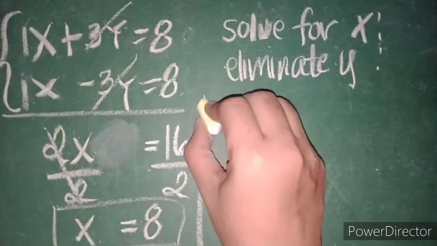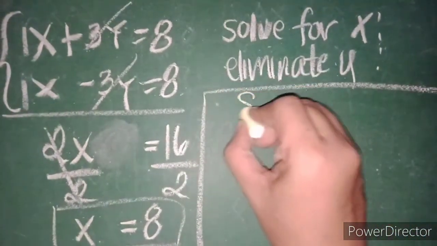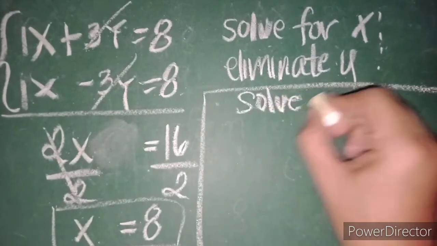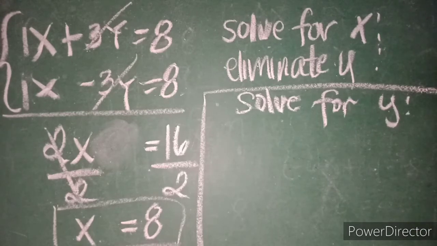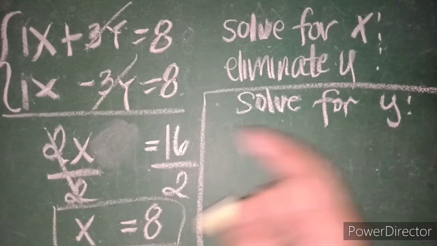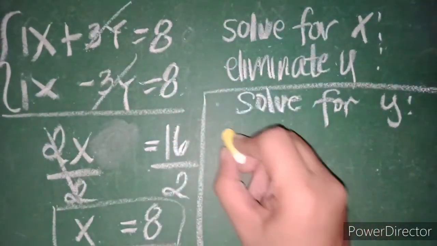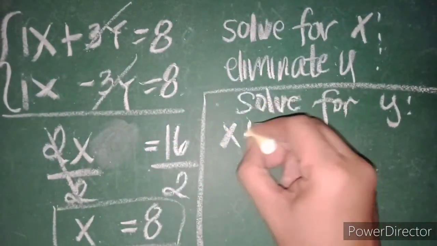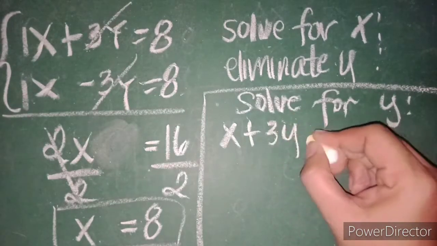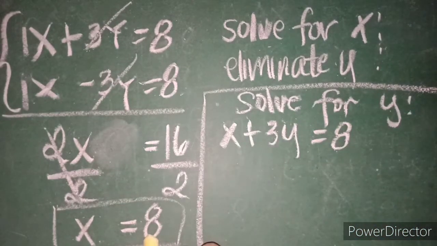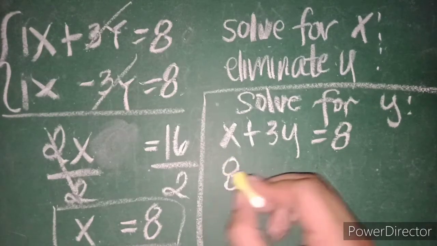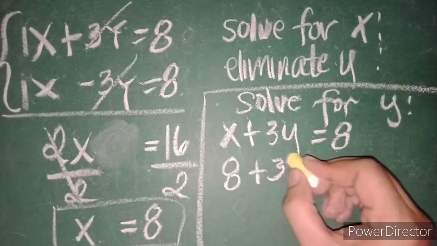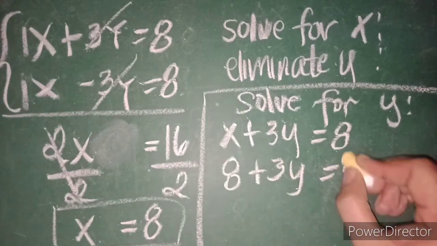Okay, next, isa-solve natin yung value ng y. Para ma-solve yung value ng y, pipili tayo ng isa sa dalawang equation, or kahit alin man dyan sa equation na yan, and then isa-substitute natin yung value ng x which is 8. Okay, so ang gagamitin ko is x plus 3y equals 8. And then sasubstitute ko yung value ng x which is 8, and then we have 8 plus 3y equals 8.